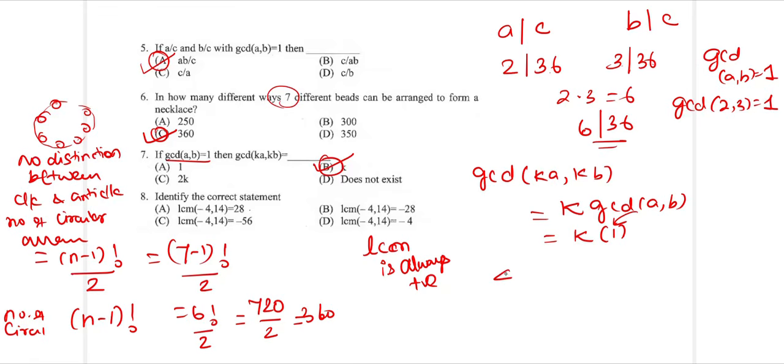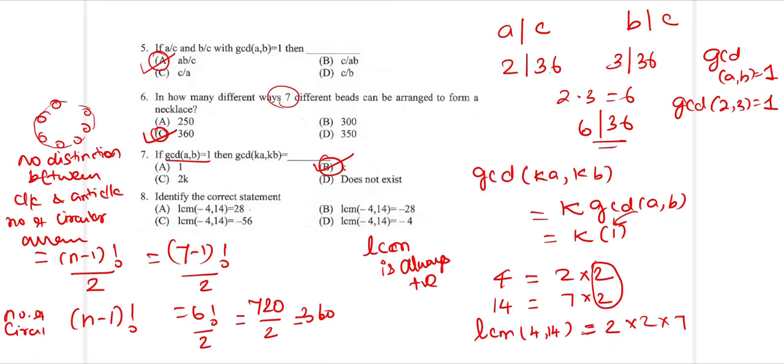So 4 can be factorized using primes as 2 into 2, and 14 can be factorized as 7 into 2. So what is going to be the LCM of 4 and 14? The common factor is going to be 2. So 2 into the left out factors, which are 2 into 7. So 2 into 2 into 7. When you want GCD, you will have to consider the common factor alone. So GCD of 4 and 14 will be 2. When you want LCM, you will have to take the common factor plus the left out factors. So this is going to be 2 2s are 4 into 7, 7 4s are 28.